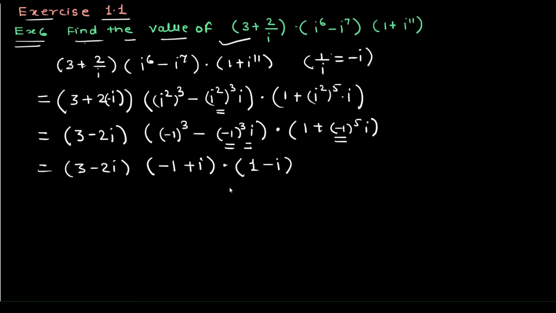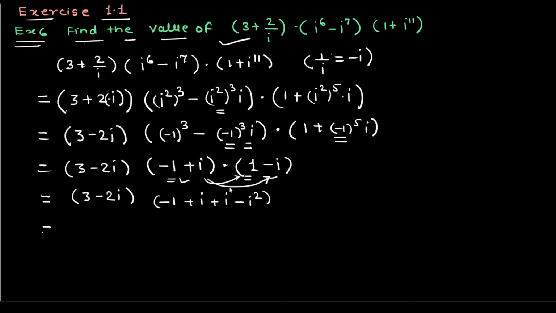Now we get, for the first bracket again as it is, 3 minus 2i, multiplication of the two brackets. First of all, minus 1 into 1 will be equal to minus 1. Then minus 1 into minus i is equal to plus i. Then plus i into 1 is equal to plus i, and i into minus i is equal to minus i squared.